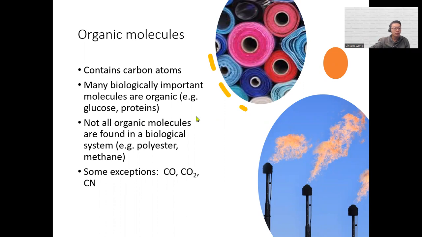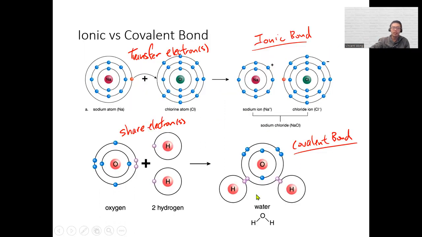Sorry, there's a question. Can I repeat what I said about covalent bonds? Yeah. Covalent bonds just mean the electrons are being shared. The oxygen did not give the electron to the hydrogen or vice versa. They are just sharing it. So you see in this picture, hydrogen and oxygen are sharing their electrons, so both get to use it. That's basically what it means.